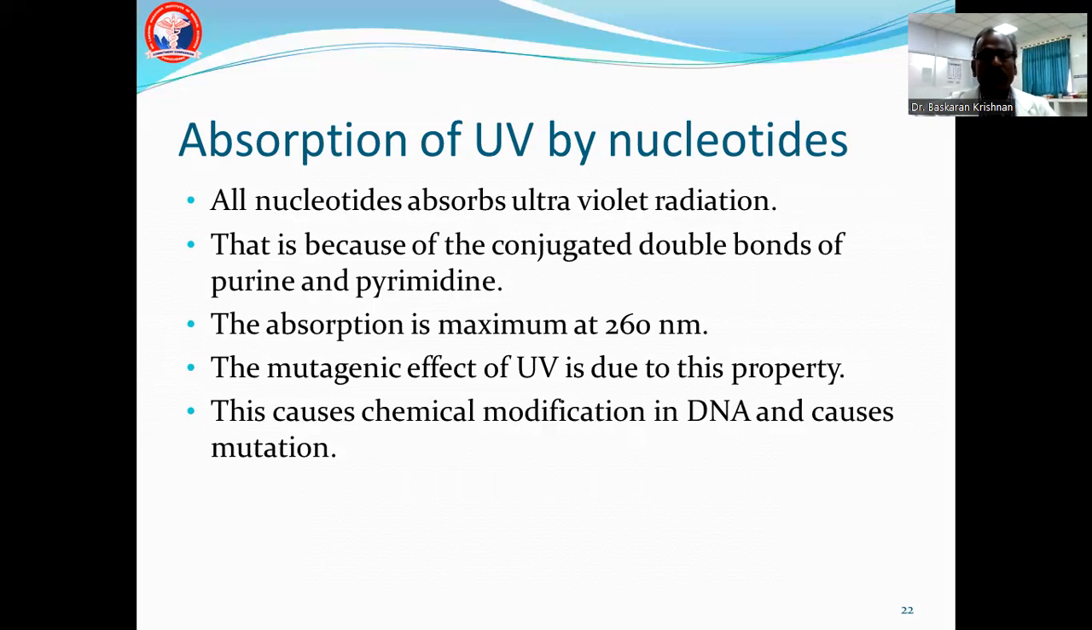They have the property of absorbing UV radiation. Even nucleic acids, because of these nitrogen bases, have conjugated double bonds, and because of this they absorb UV radiation. The maximum absorption is at 260 nanometers, and that can cause mutagenic effects. UV radiation causes chemical changes in the DNA structure, that leads to mutation and carcinogenesis.